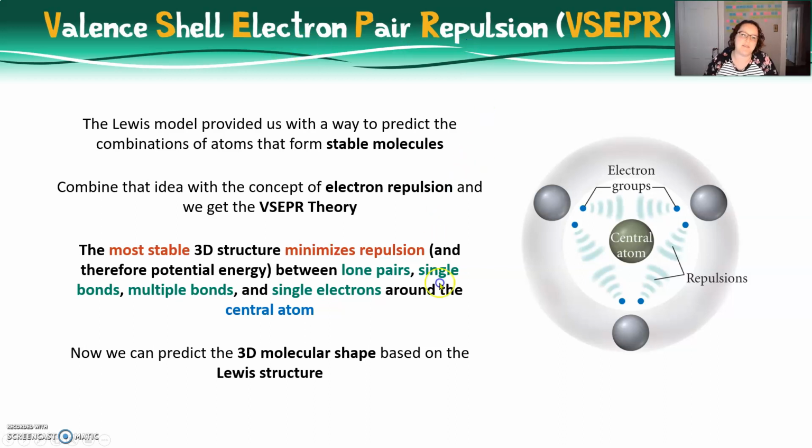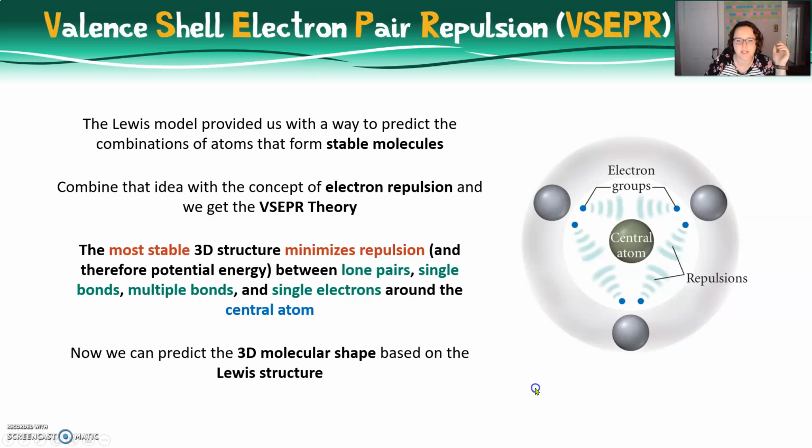And the basic concept is that regions of electron density around a central atom, such as bonding regions and lone pairs, will repel each other due to the like charges of the electrons contained in these regions. Remember that electron repulsion is a destabilizing force, meaning it raises the energy of the molecule. Therefore, the molecule will seek to achieve the most stable 3D structure with the lowest possible energy by assuming a geometry that minimizes repulsion between lone pairs and bonding regions.